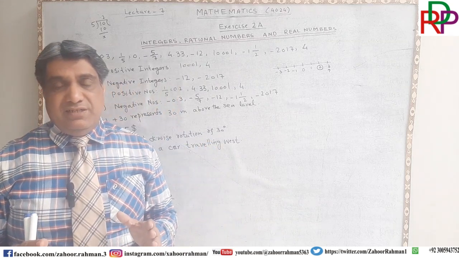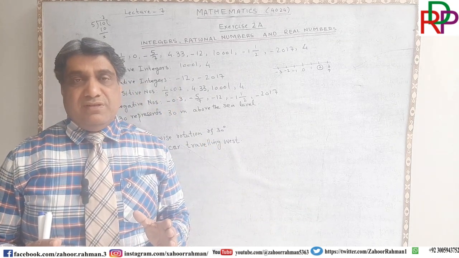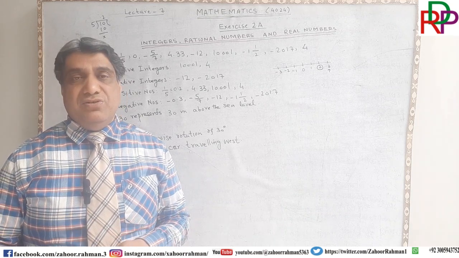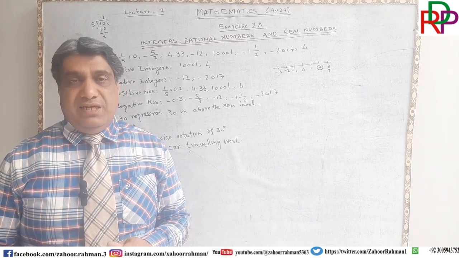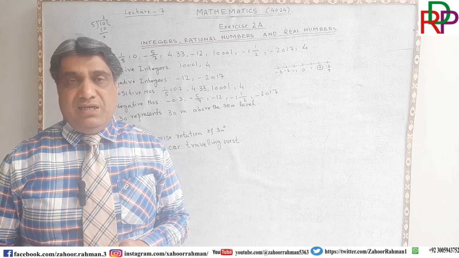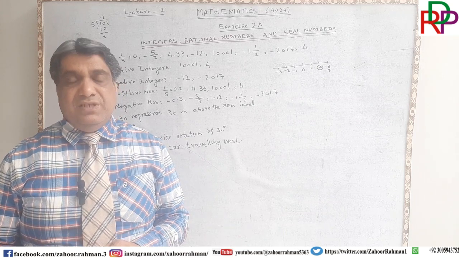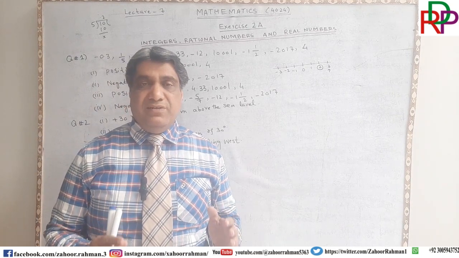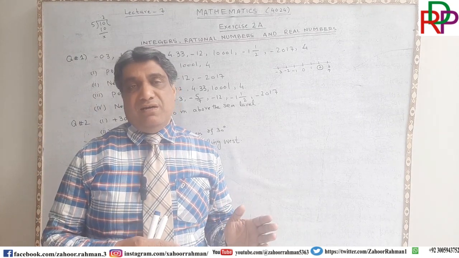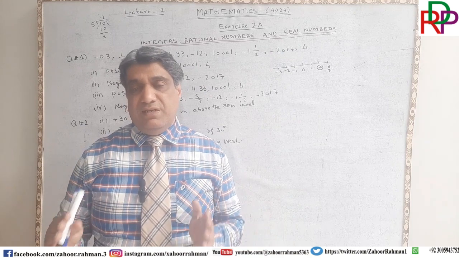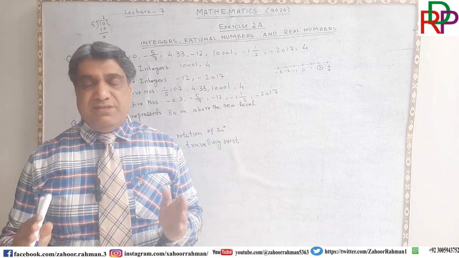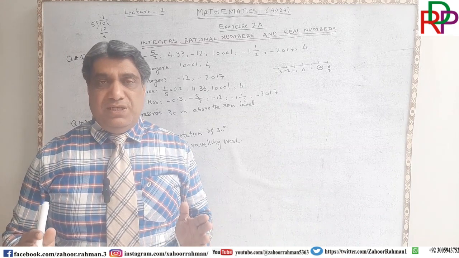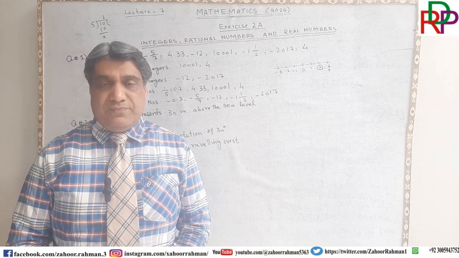Integers can either be positive or negative. Remember that 0 is neither a negative number nor a positive number. Negative numbers are represented by putting a negative symbol in front of the number. If a number doesn't contain any symbol, then it is considered to be a positive number.